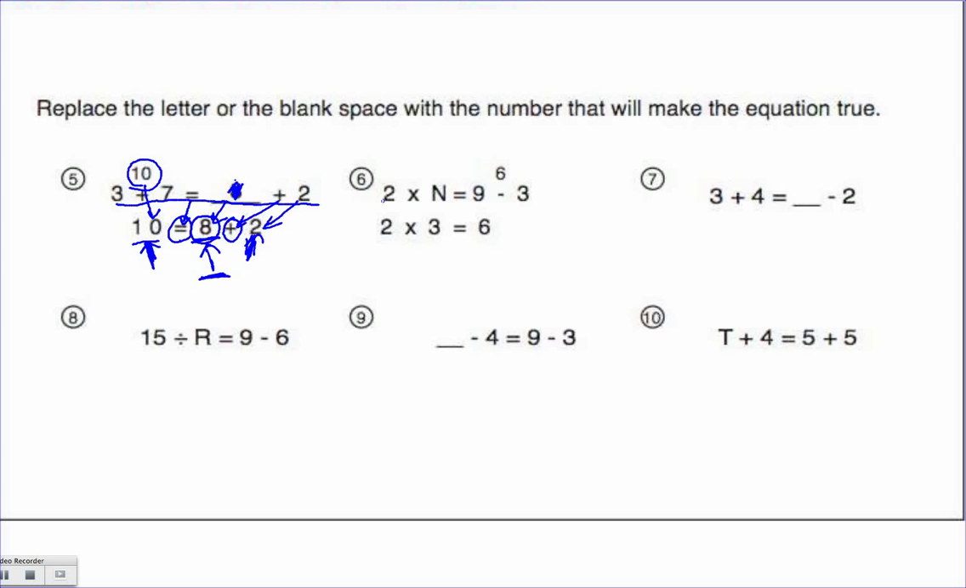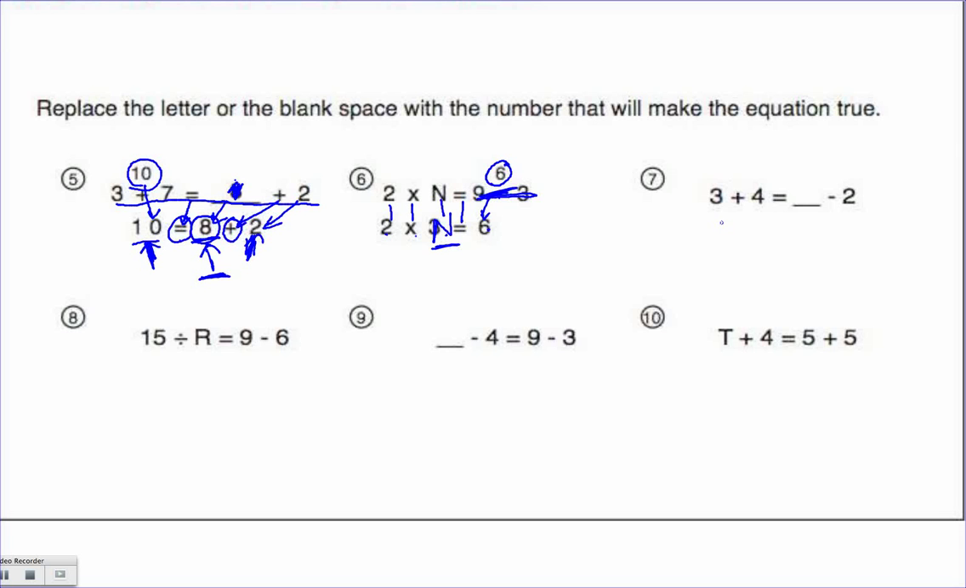Let's take a look at number 6. 2 times n equals 9 minus 3. Notice they solved for the 9 minus 3 and put a 6 here, and then they rewrote it. Now originally you would have an n or a blank written right here. 2 times some number equals 6. I rewrote, the 2 comes down, the times symbol, the n, equals symbol, and then all this is now a 6, so I rewrite that as a 6, and 2 times 3 is 6.